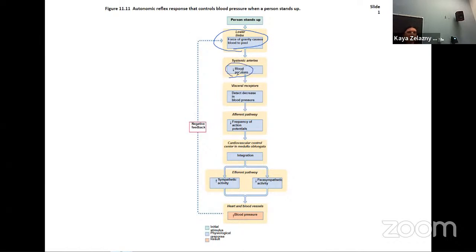After that drop in blood pressure, your body wants to maintain homeostasis. We have receptors that sense blood pressure. They detect that blood pressure change. They can sense that your blood pressure has dropped. These receptors are located largely, and we'll talk about where they are, around your heart and in your neck. These are our blood pressure receptors.